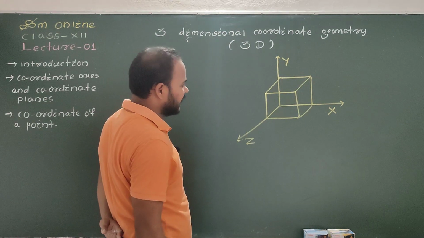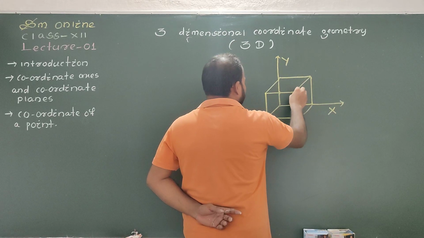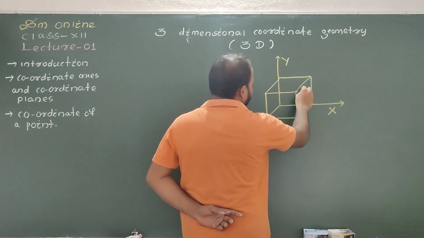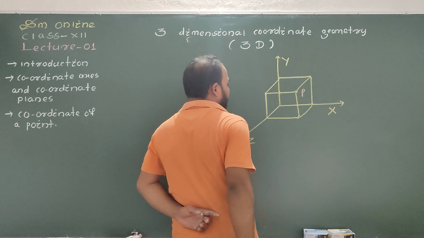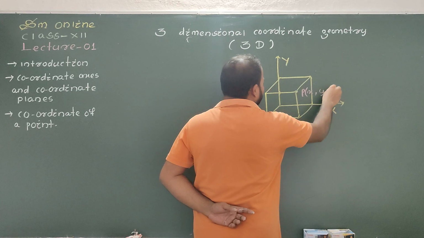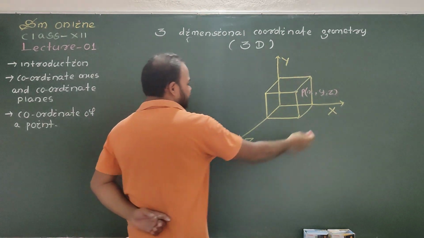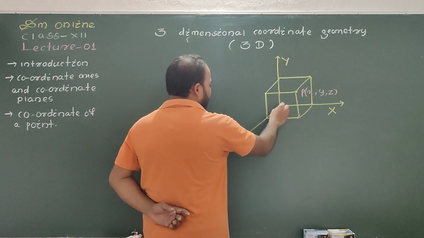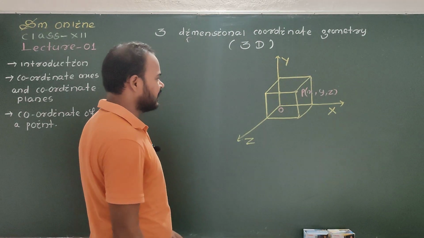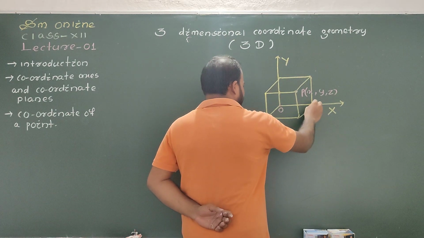Okay, and let it be the point P. Okay, and its coordinate is what? x, y and z. Okay, and these three axes meet at a point, what? O, origin. Okay, so a point is on x axis.